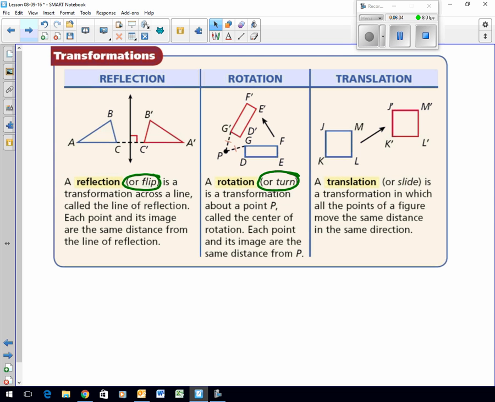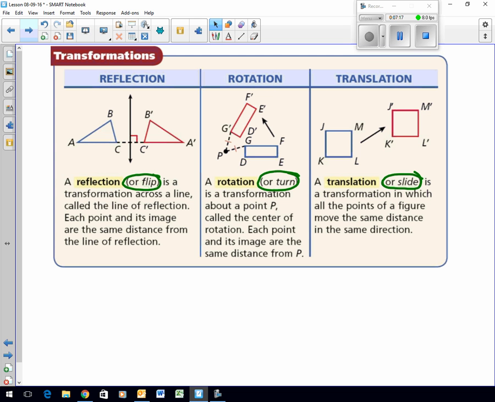Right, last one. The translation. A translation or a slide is a transformation in which all points of a figure move the same distance in the same direction. What does the translation do? It slides, right? All right, guys, check it out. It's going to slide left or right, up or down. So how did this particular square translate? It went to the right and then up, or it went up and to the right.